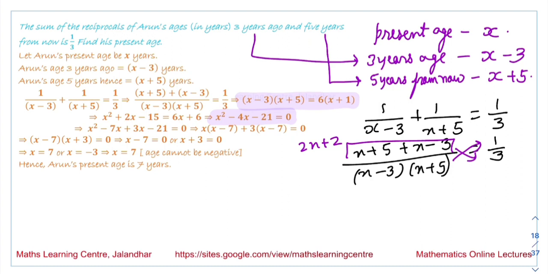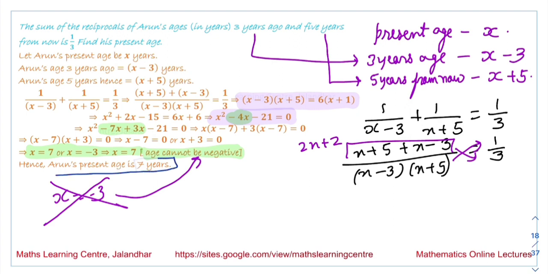We are splitting this middle term minus 4x in the form minus 7x plus 3x, and we obtain two values of x over here. One is x is equal to 7 and the other is x is equal to minus 3. Again, x is equal to minus 3 is not possible because age cannot be negative. So we get that Arun's present age is 7 years.